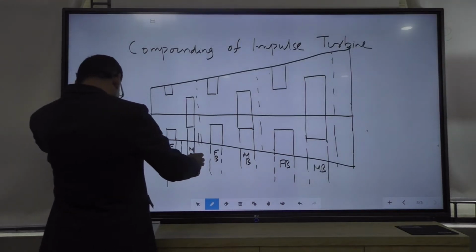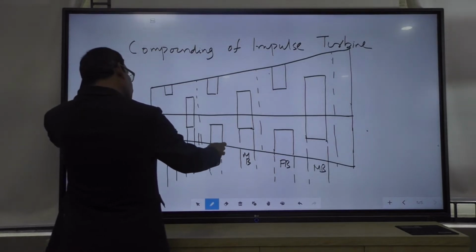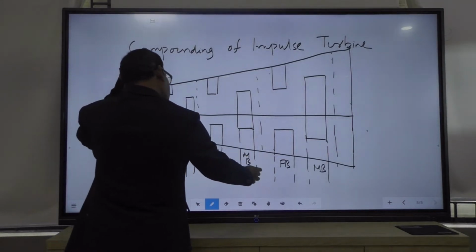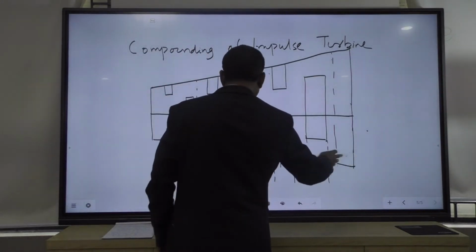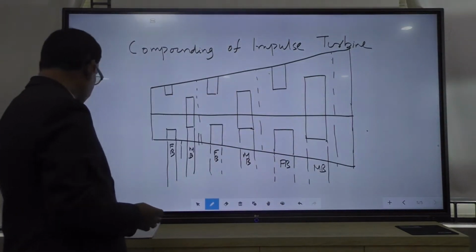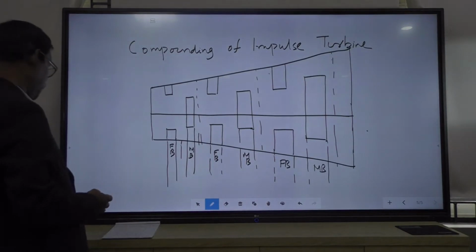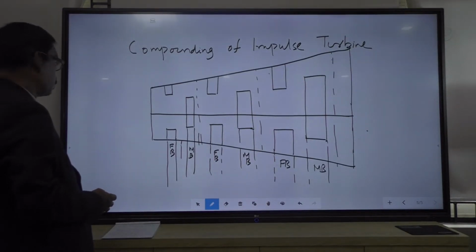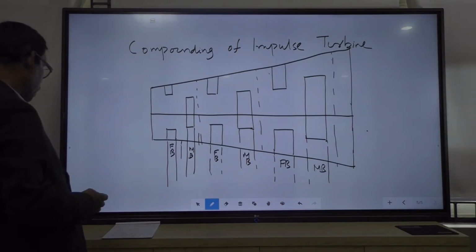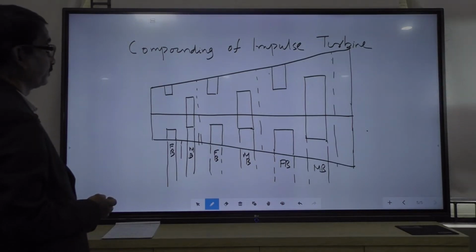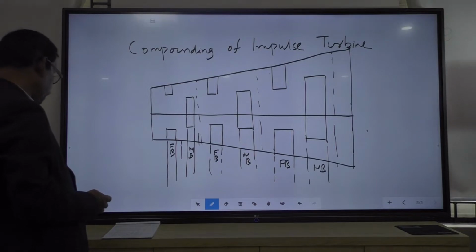Again, in the fixed blade the velocity increases, then the velocity decreases like this. So, here the total reduction takes place in different stages, so that we will get more output. If you draw the pressure and velocity distribution of this diagram, we will be very much clear.